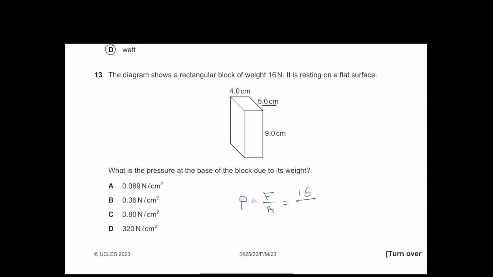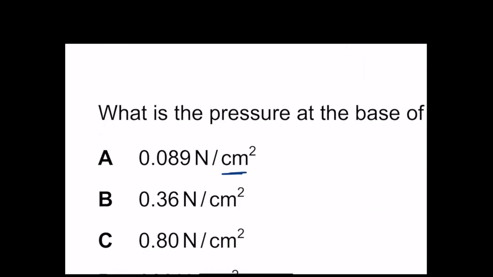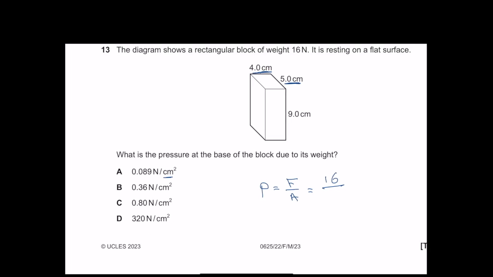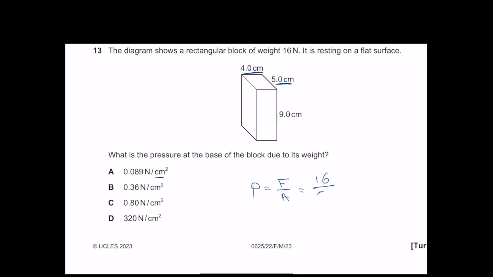I have these two dimensions because the area at the bottom equals the area at the top for that figure. So I'm going to use 5 centimeters and keep it in centimeters because the answers have been given in centimeter squared. So I'll keep it in centimeters without any change. So it's going to be 5 times 4, so it could be 16 divided by 20. 16 divided by 20, as you know, is equal to 0.8. So I'm going to go directly and choose it from the answers, which is C here. That was for question 13.